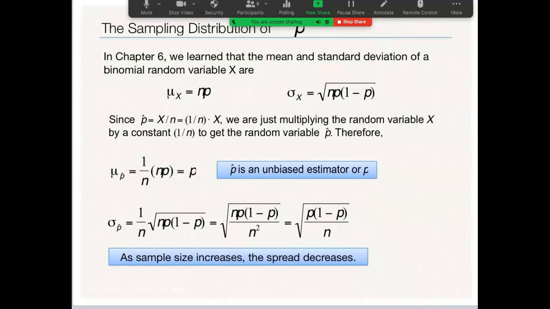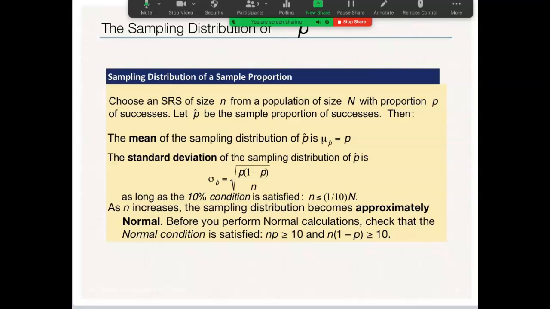All right. So here are the big formulas, the big takeaways from this first section. I'm going to give you a chance to write that down. Mu of p hat equals p. Our formula for computing the standard deviation, sigma p hat, is the square root of p times 1 minus p over n. Both of these will be provided in your formula sheets.